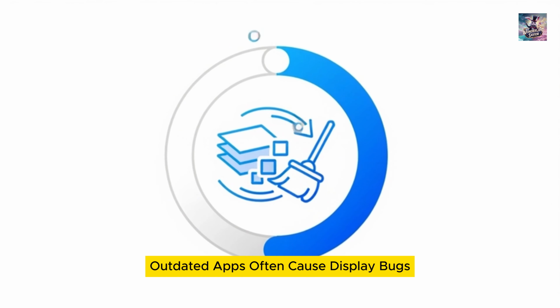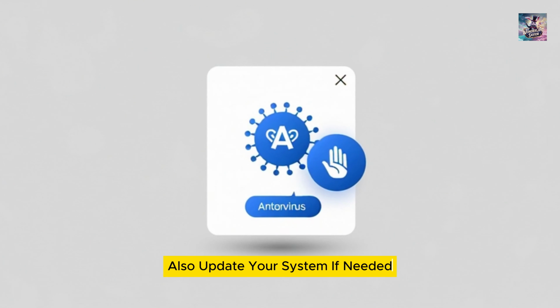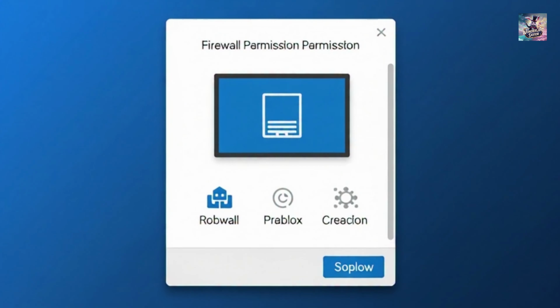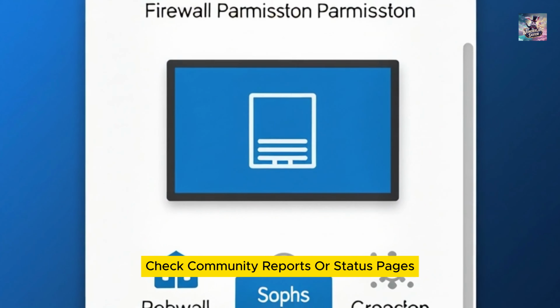Outdated apps often cause display bugs. Install any available updates. Also update your system if needed. Sometimes the servers themselves have issues. If servers are down, you'll need to wait. Check community reports or status pages.